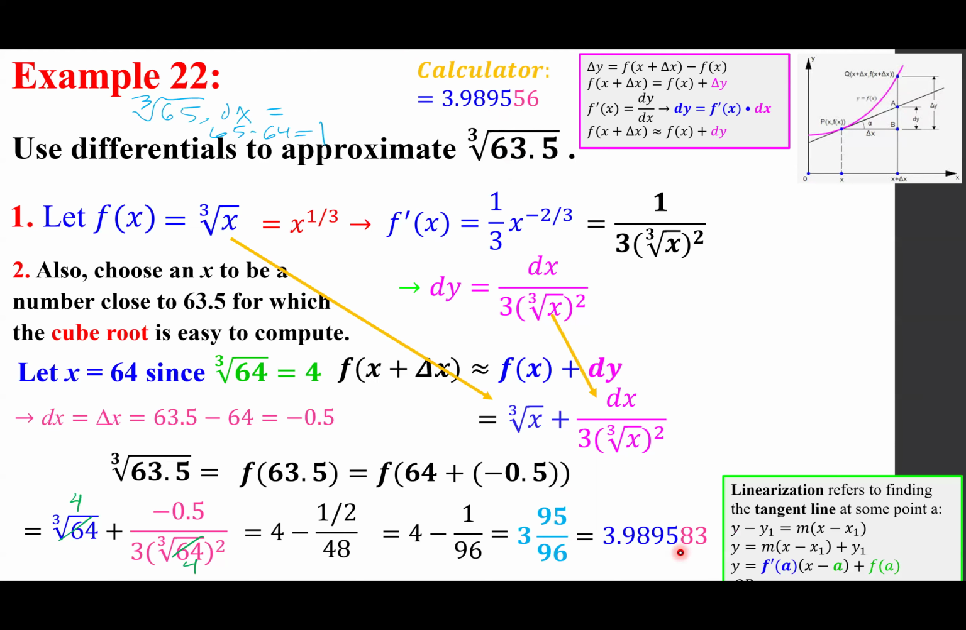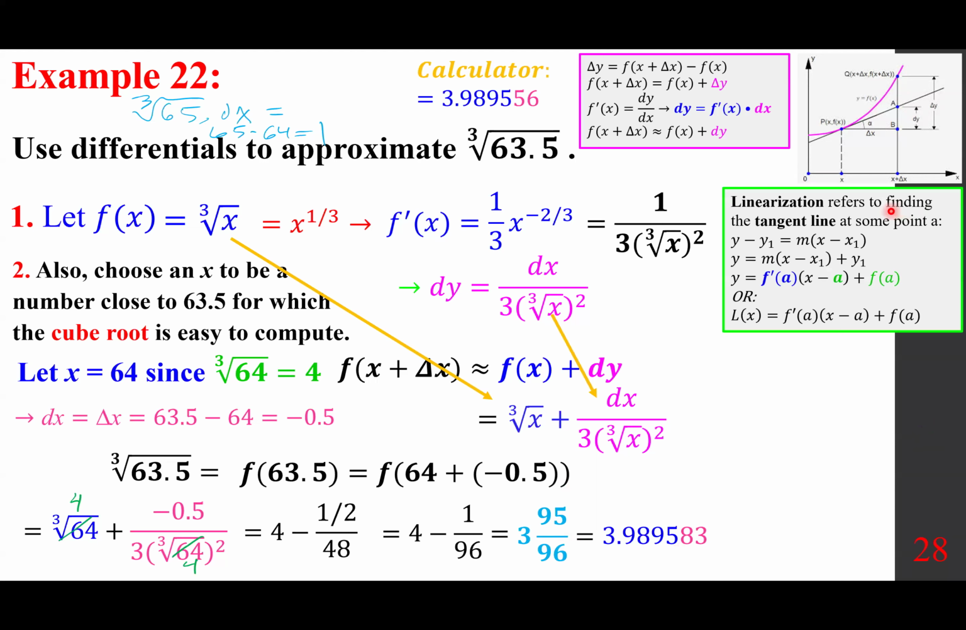Now, the second method is the tangent line. Linearization refers to finding the tangent line, and you don't have to memorize any of it. Just go with the point slope: y minus y1 equals m times x minus x1. We want the tangent line for the function f of x equals the cube root of x at x equals 64. If you want a tangent line, you need two things. You need a pair. If you plug in 64, you get 4. So 64, 4 is the pair x, y.